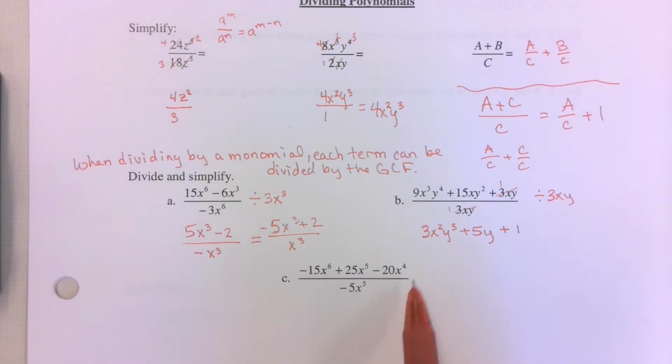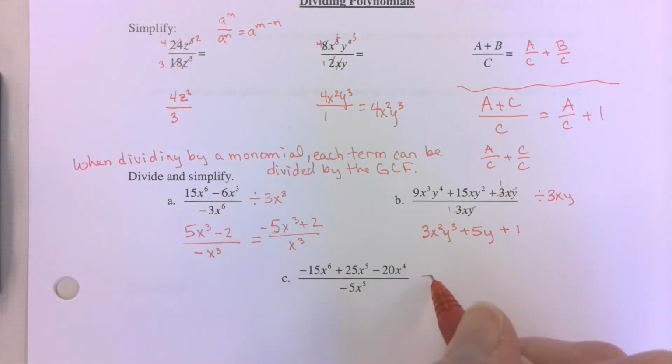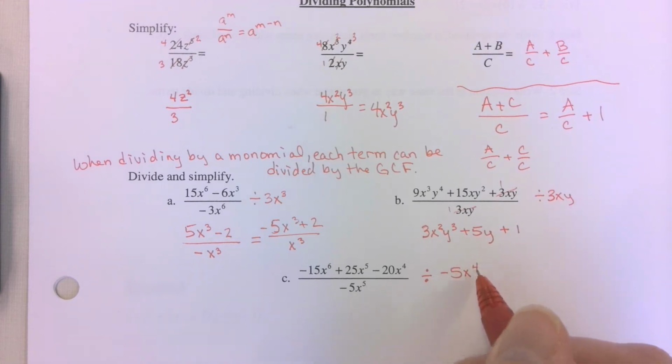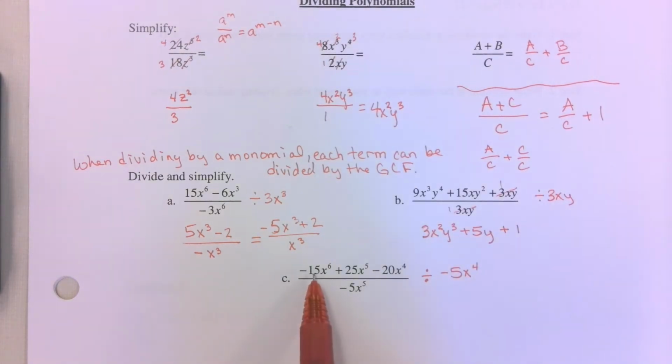All right, let's go ahead and look at this one. Each of these terms can be divided by a 5. I would like to divide out a negative 5 and the x to the 4th. So everything is going to divide by a negative 5 x to the 4th. All right, so when we divide by negative, we change our sign, so that becomes a positive 3. X squared is left over.